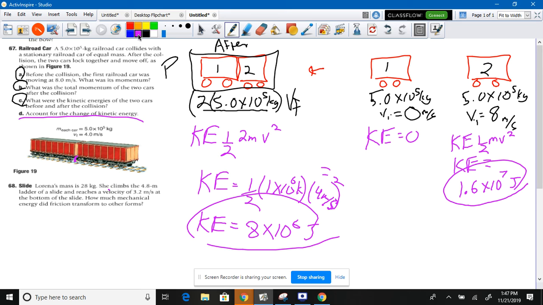So we said it was sound. We said it was heat. We said it was sparks. We said it was deforming of metal. Was it friction in the wheels? Did we lose it to friction too? Friction in the wheels, well, that would be part of it, the collision heat, and then you also have friction in the wheels too.